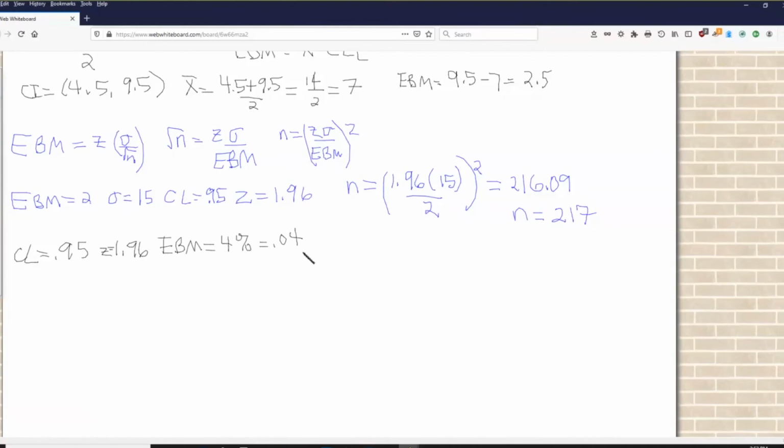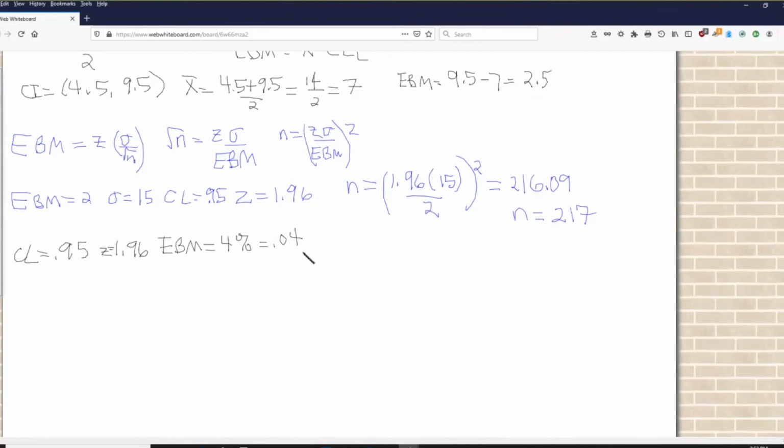Okay, read this problem to me one more time. A political candidate has asked you to conduct a poll to determine what percentage of people support her. If the candidate only wants a 4% margin of error at a 95% confidence level, what size of sample is needed?